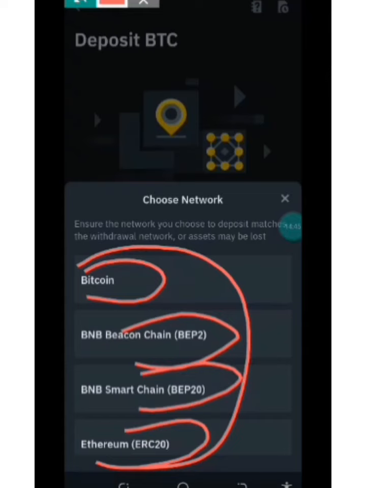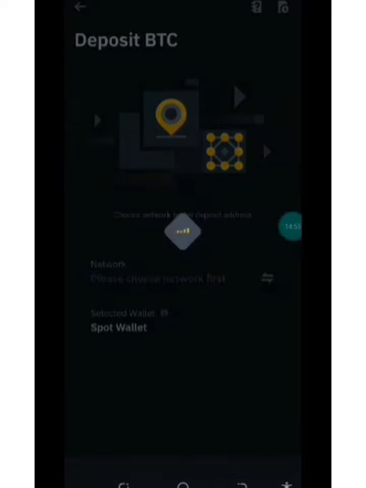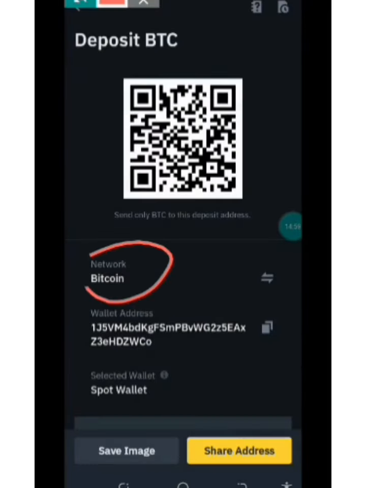But the best network you should always use whenever you want to deposit cryptocurrency or Bitcoin is the Bitcoin blockchain. So you just click on Bitcoin. You can see the network here is the Bitcoin network. So your account number is this wallet address.